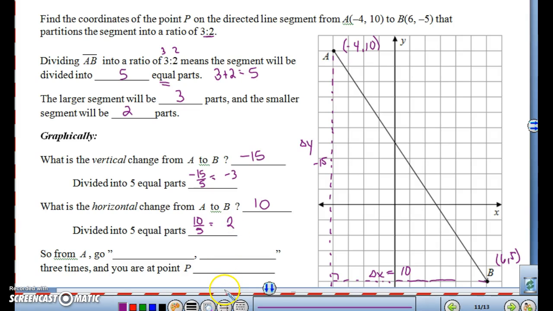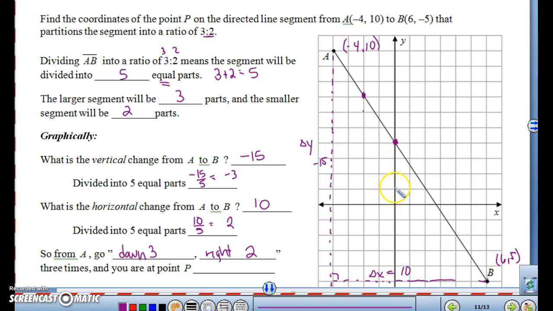So what is that telling me? Well, from the vertical change, to divide this into 5 equal parts, we would have to go minus 3 vertically, which means to go down 3. And then we have to go to the right 2, because vertical change, horizontal change. Basically, you're working with the slope, just splitting the slope equally. So down 3, right 2, down 3, right 2.